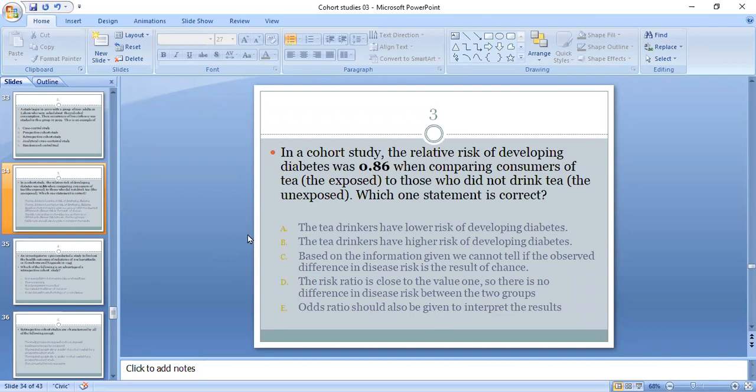Charlie. B. C. The value is less than 0.86.